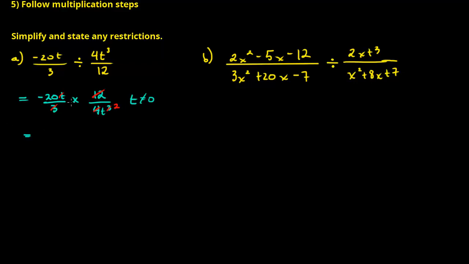Now we can go ahead and multiply the numerators. And if I do that, I get minus 20 over t squared. And I have to write out my restriction that t cannot be equal to 0.